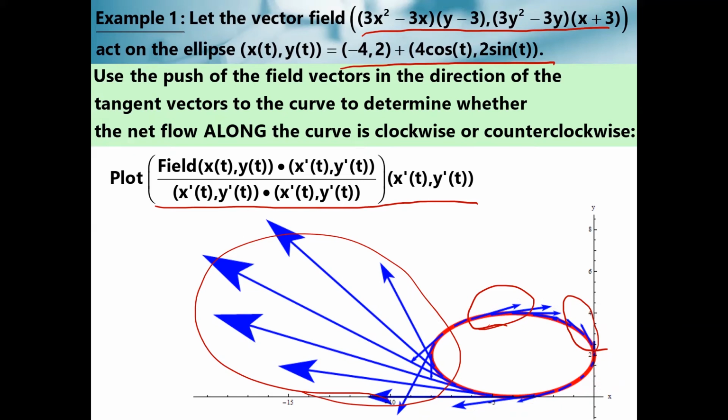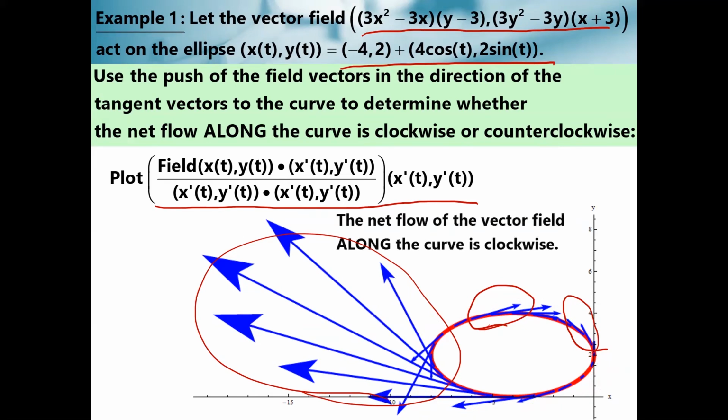We look at this plot, and we basically just try to look at these blue vectors and decide, does it look like the net flow of this vector field along the curve is clockwise or counterclockwise? Is it with or against my tangent vectors? And in this case, just through visual inspection, we say that the net flow of the vector field along the curve is clockwise.